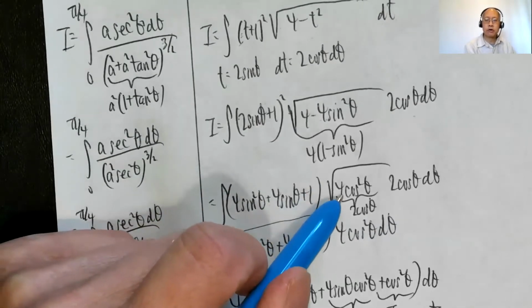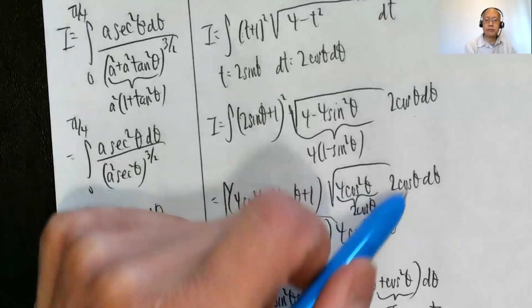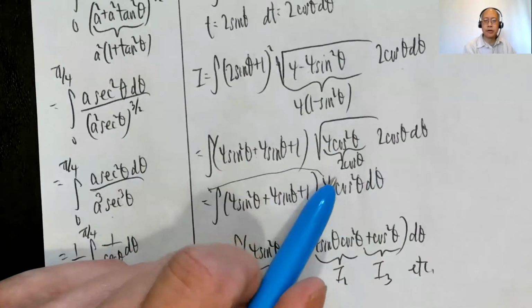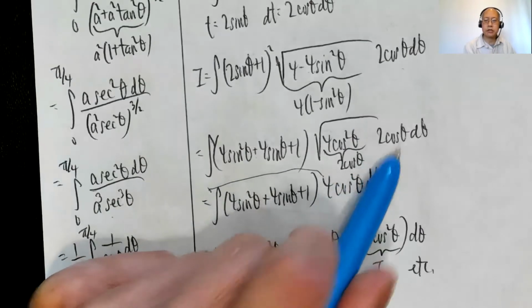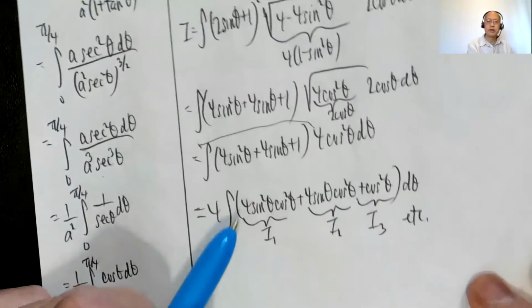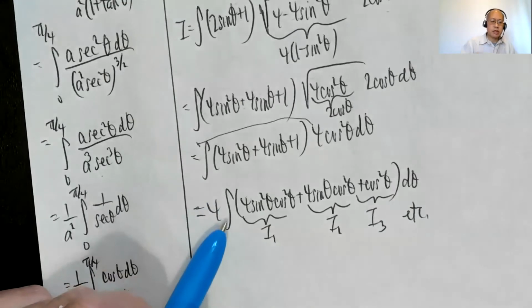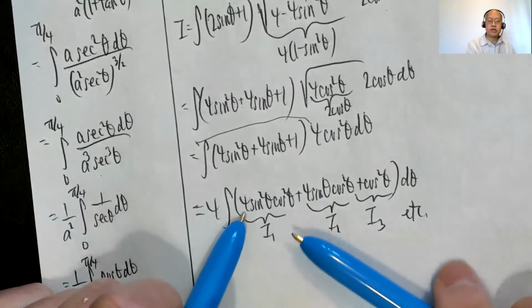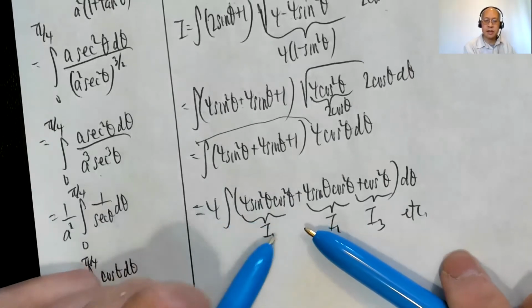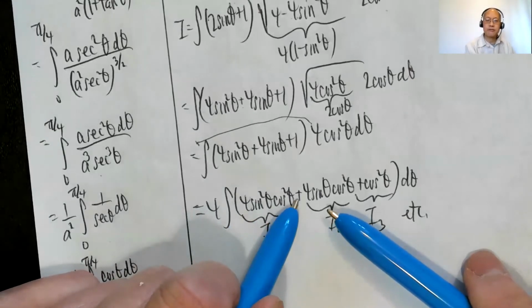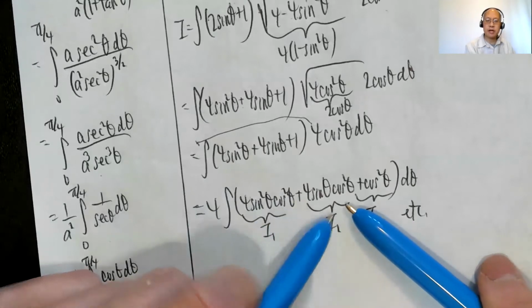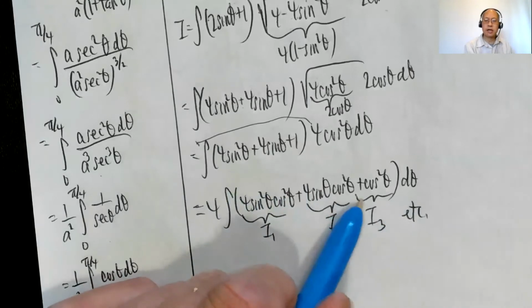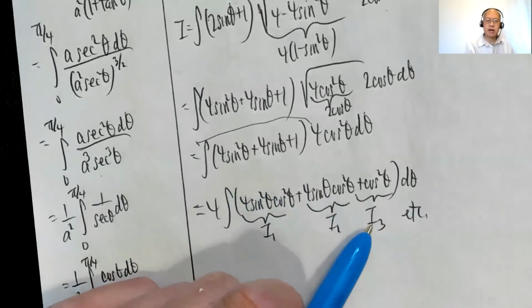Radical 4 cosine squared theta under the square root, 2 cosine theta d theta. That's going to make this 2 cosine theta. So 2 cosine theta times another 2 cosine theta is 4 cosine squared theta. So I have 4 times the integral of, distributing, so I took out that 4, 4 sine squared theta cosine squared theta, that's I1. And then 4 sine theta cosine squared theta, that's I2. And then 4, which comes outside, cosine squared theta, I3. And I'll just say, etc.